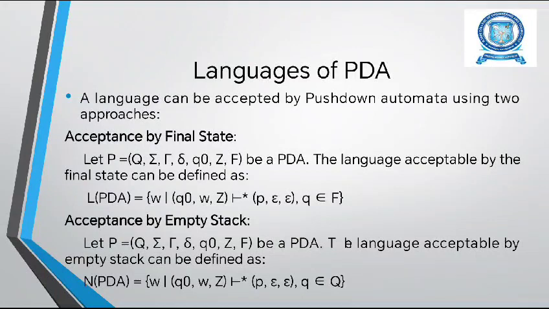Languages of Pushdown Automata. A language can be accepted by Pushdown Automata using two approaches: acceptance by final state and acceptance by empty stack. Now we will see one by one. First, we are going to see acceptance by final state. The Pushdown Automata accepts its input by consuming it and then entering a final state.